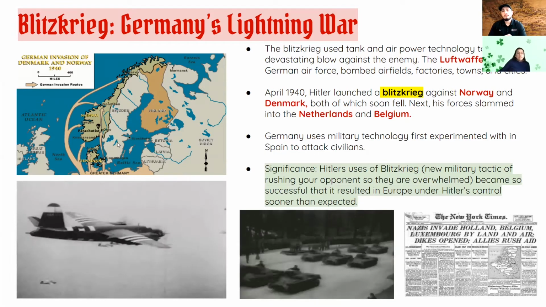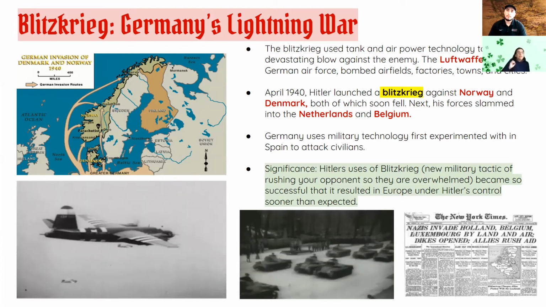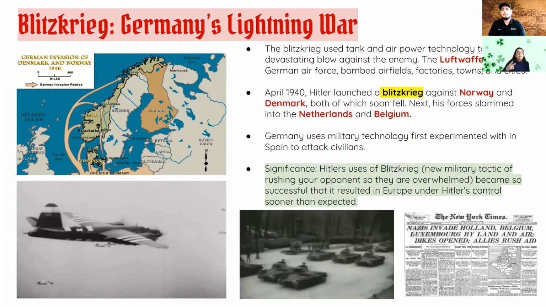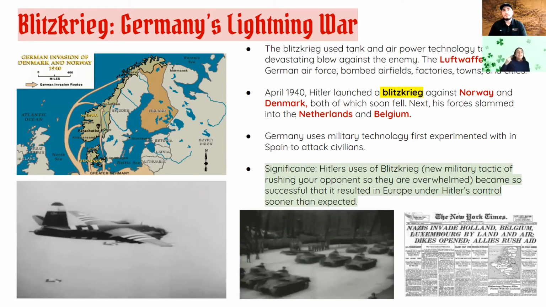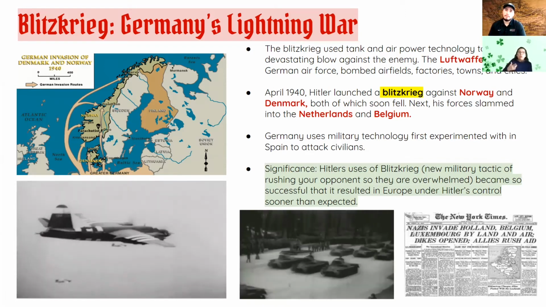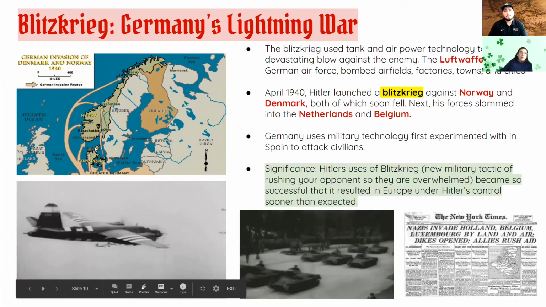Germany uses military technology first experimented with in Spain to attack civilians. Now remember, we talked about this before. Spain and the Spanish Civil War are super significant because that's when we first start to see, number one, the buildup of the German military, which is going against the Treaty of Versailles, but we also begin to see their military advancement from the First World War into now. Now they have more advanced military technology that some of their neighbors do not have. Additionally, we can see that they are able to get to places both by land and by sea.